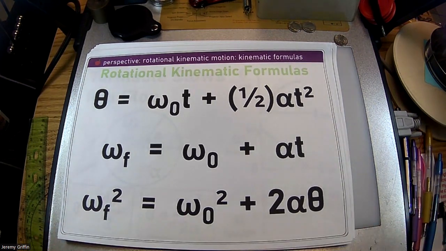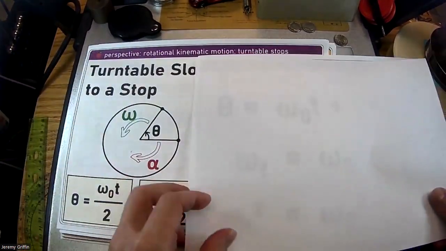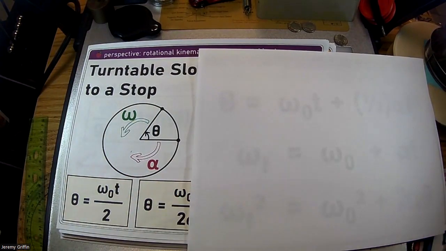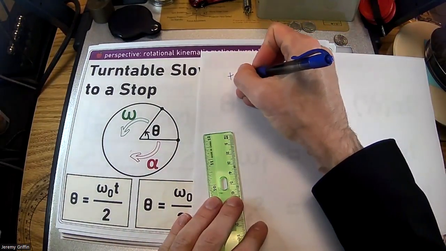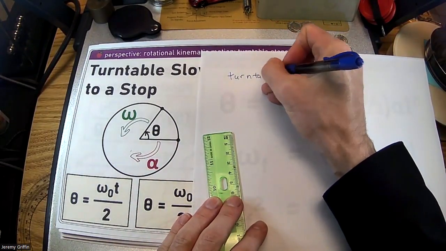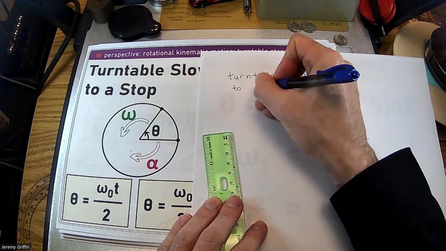How about this? The next one I've got coming up is a turntable slows to a stop. Let me show you guys the scenario. Turntable slows to a stop. Now let's make 3 graphs.